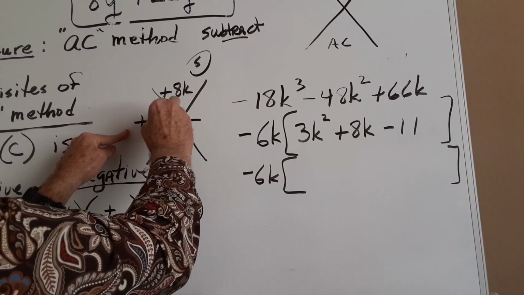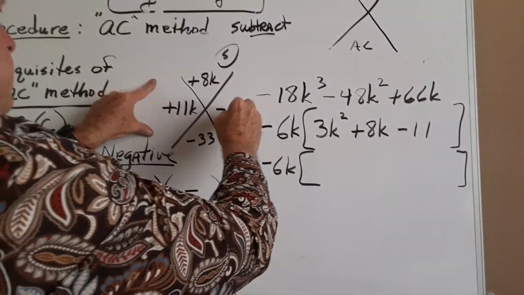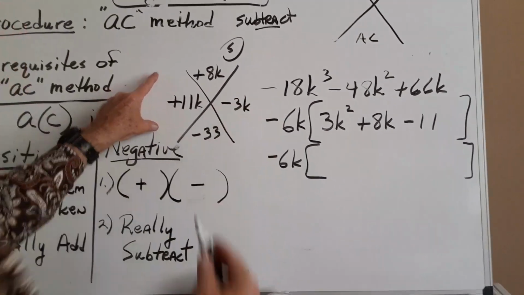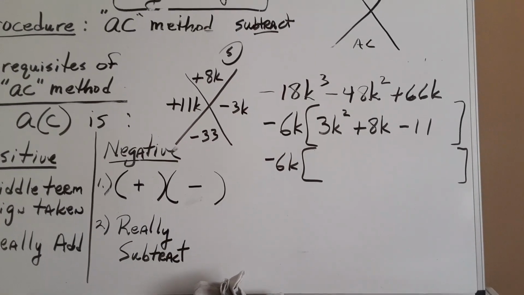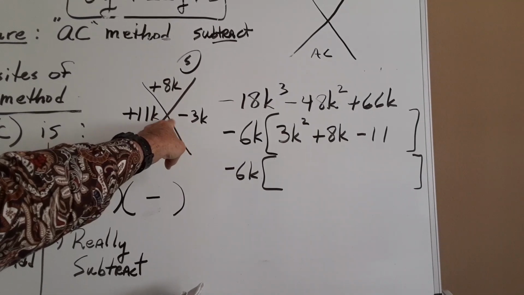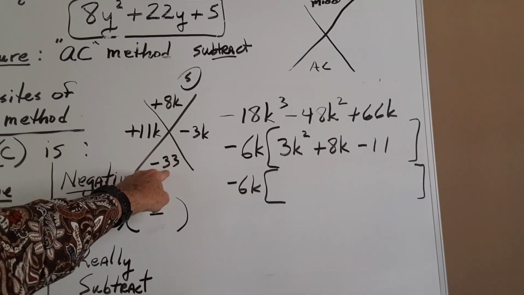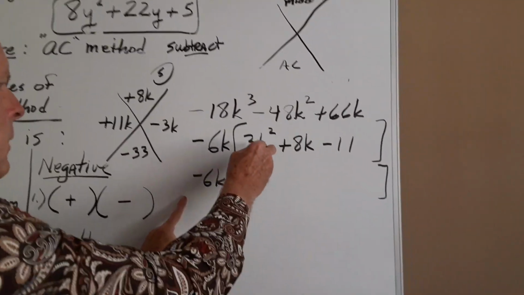Make sure you put that letter k next to that 11 there, next to that negative 3. Positive 11k added with a negative 3k gives positive 8. Positive 11 times negative 3 is negative 33. Let's do it. Down.